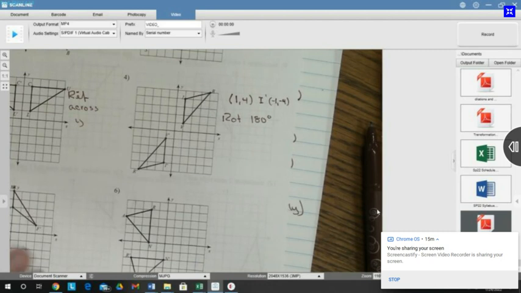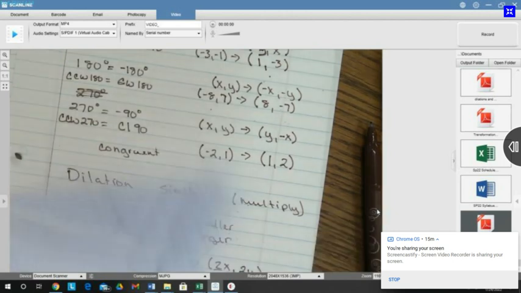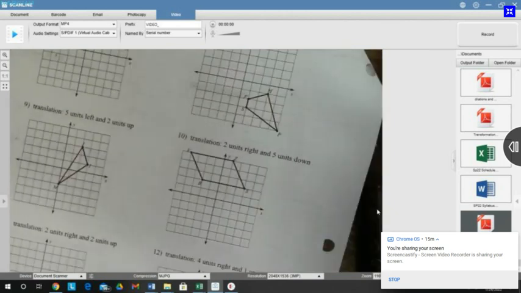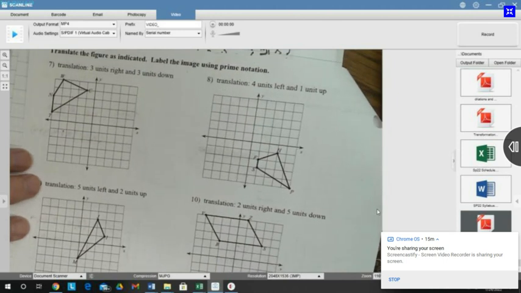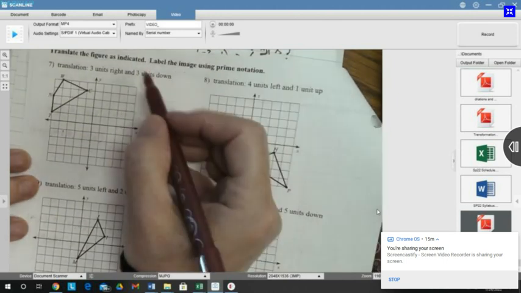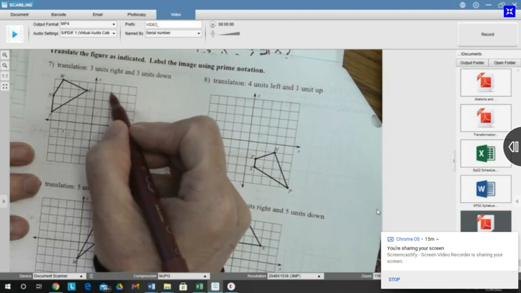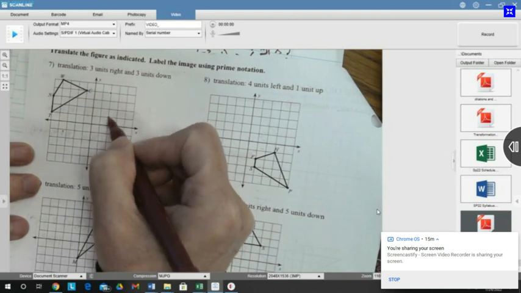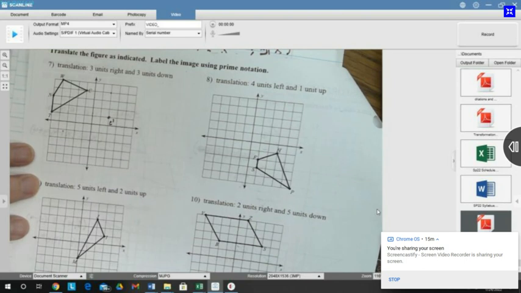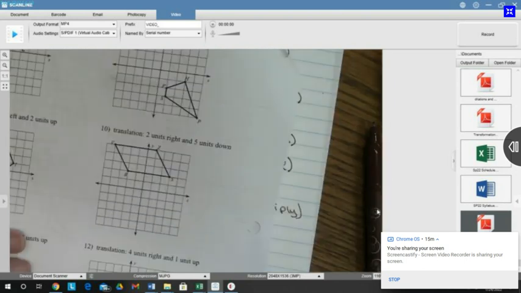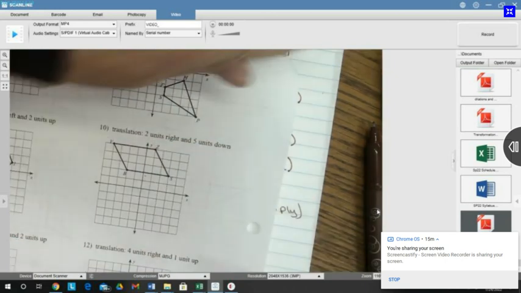Okay. All right, I hope you did 5 and 6 okay. Let's talk about translating 3 units right and 3 units down. C, 1, 2, 3, 1, 2, 3. C prime. Okay. Number 8. You got to do the rest, guys, but that should be pretty easy.